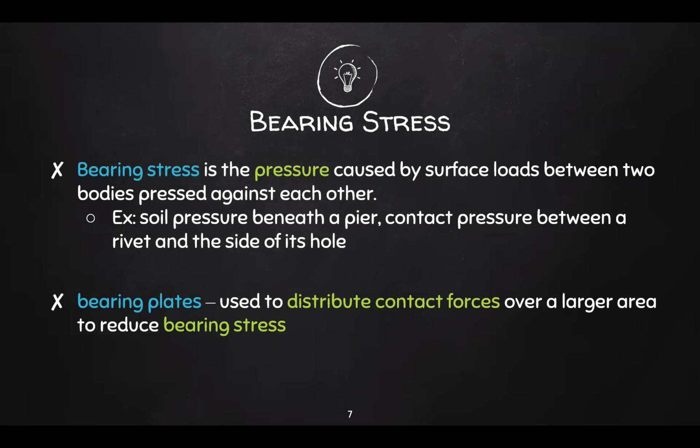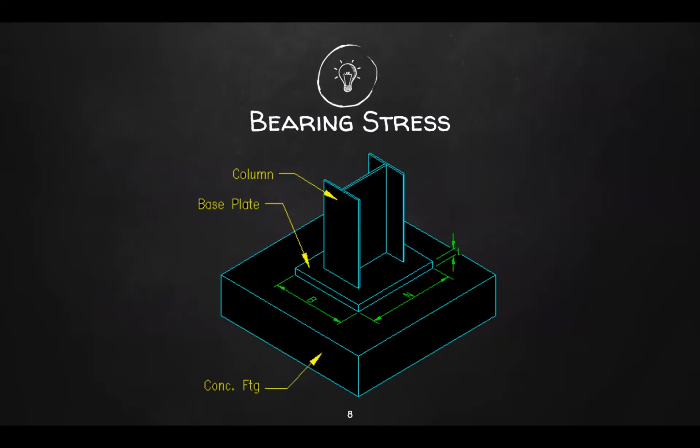Now, because of this bearing stress, we have what we call a bearing plate. Bearing plates are used to distribute contact forces over a larger area to reduce bearing stress, because if the bearing stress is large enough, it can crush a material. That's why we need something to distribute that stress so that the bearing stress experienced per area is reduced.